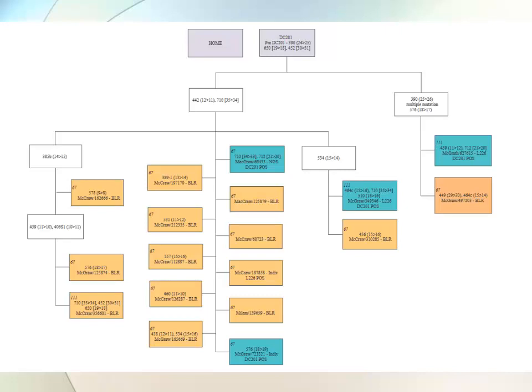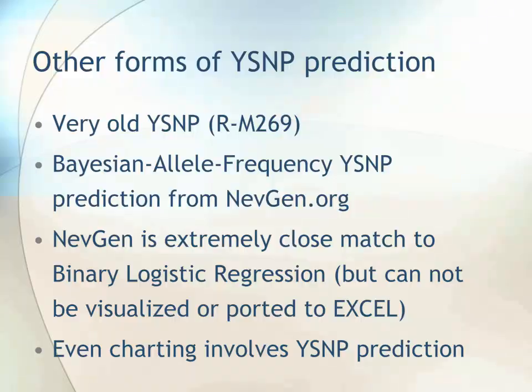With more YSNP testing and more 111 marker testing, you could easily double the number of branches to see exactly how all these particular testers are related to each other. There are many other forms of YSNP prediction, and I'm only going to briefly cover them here, but this presentation is basically going to be dedicated to 2-variable binary logistic regression.